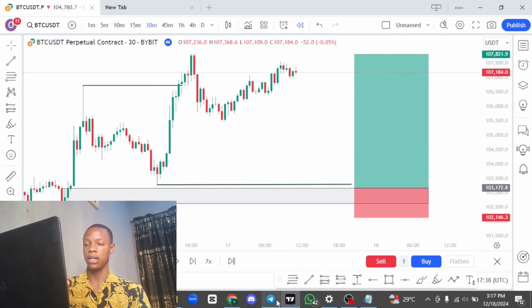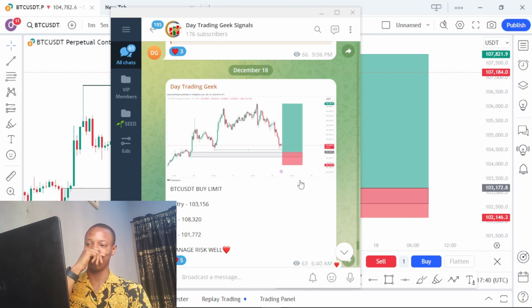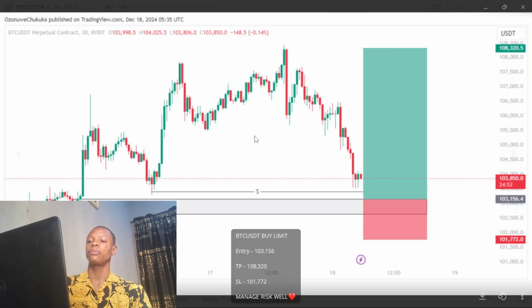So this signal on BTC was sent straight out to my Telegram. The link is in the description if you wish to join us. It's free. Now take a look at the screenshot right here. Everything was so perfect right here.